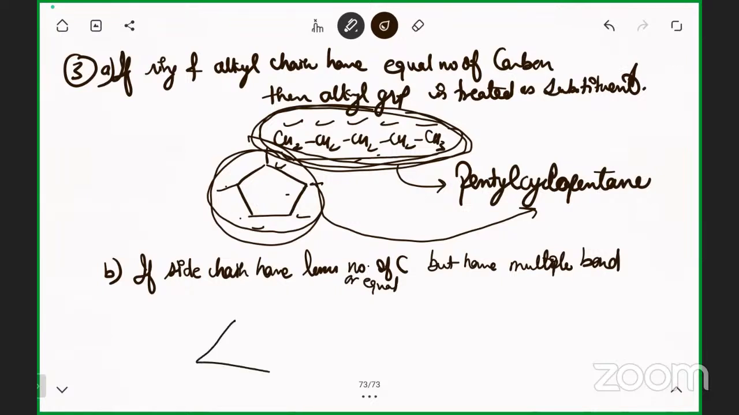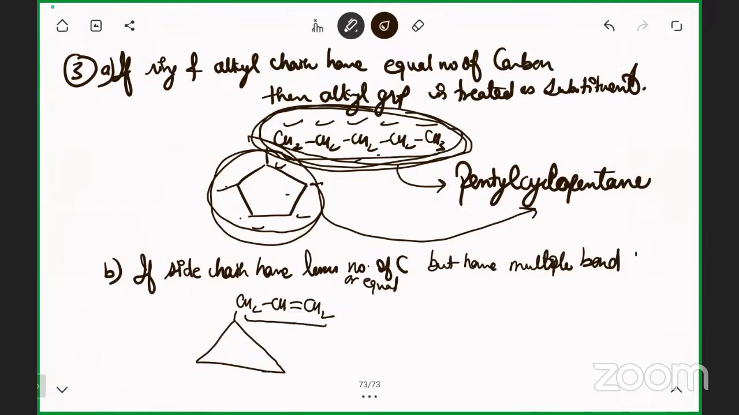See, the example is like this: in the ring, how many carbons do we have? 3. And if I add CH2, CH double bond, CH2, now in the side chain we also have 3 carbons. So they both have equal carbons. Now we cannot use the above rule, that you give priority to the ring. No. Why? Because this chain contains a multiple bond.